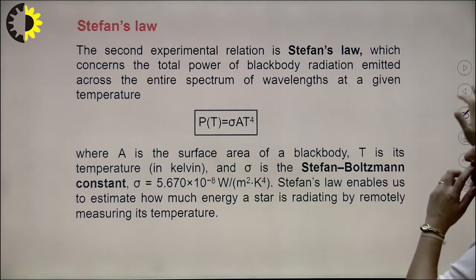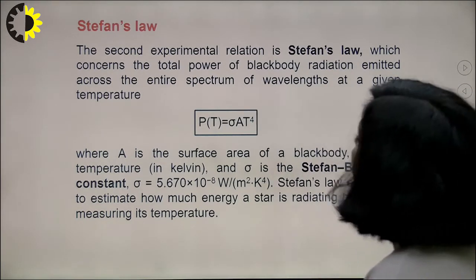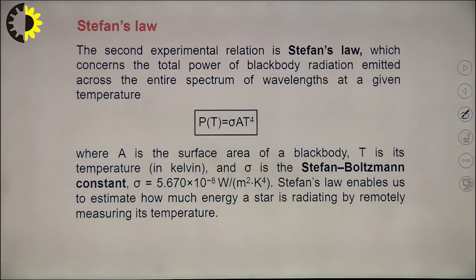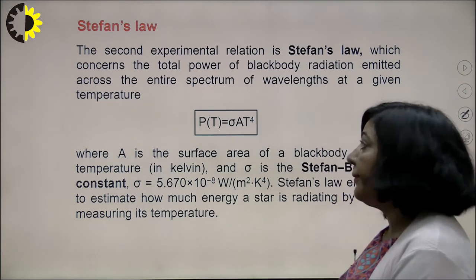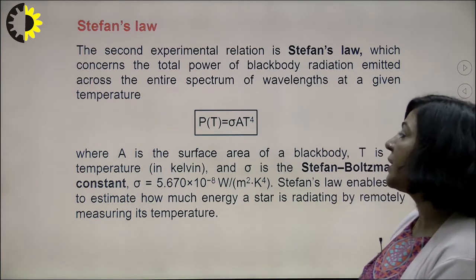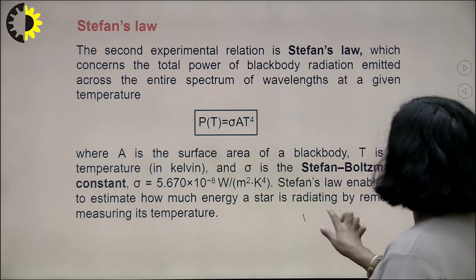Now the next one is Stefan's law. The second experimental relation is Stefan's law, which concerns the total power of black body radiation emitted across the entire spectrum of wavelengths at a given temperature. According to this, the power in terms of temperature is sigma A T raised to power 4. Basically, this is your Stefan's law.